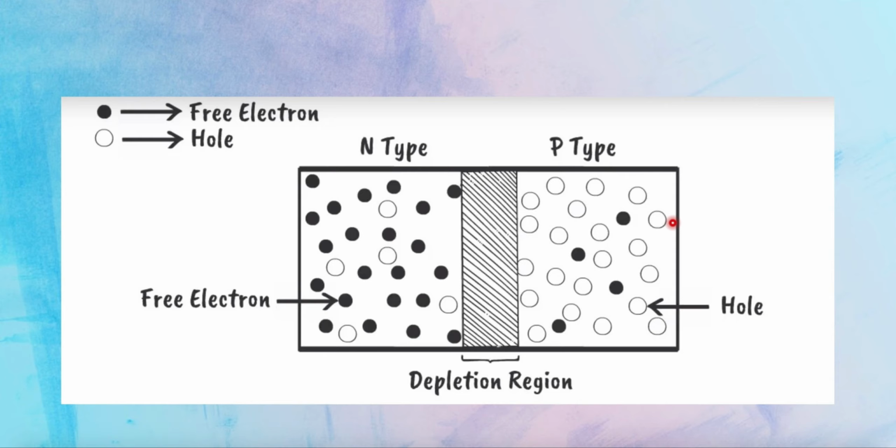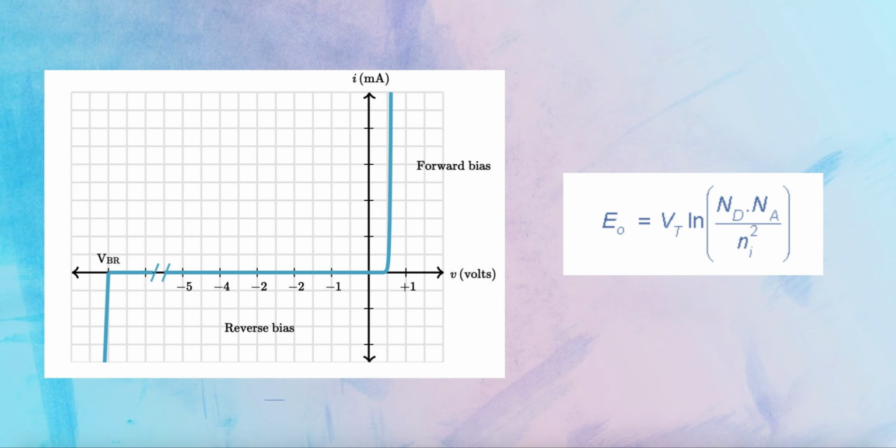We could apply two types of potential difference across the diode to make it conduct electricity. If we apply a positive potential difference across the diode, it's called forward bias. If we apply a negative potential difference across the diode, then it is called reverse bias. So let's go slow and see the details about what forward bias is.